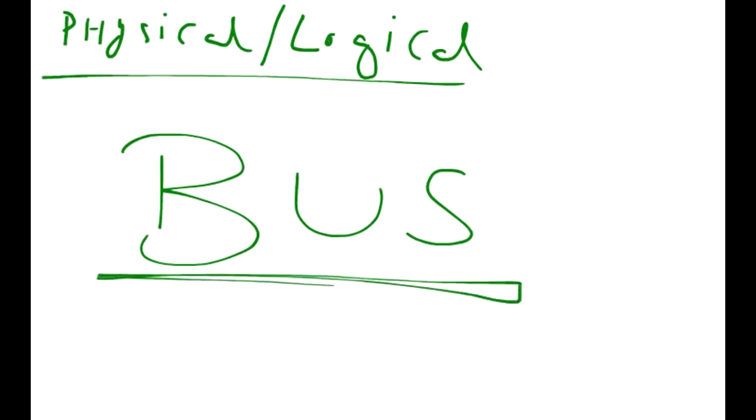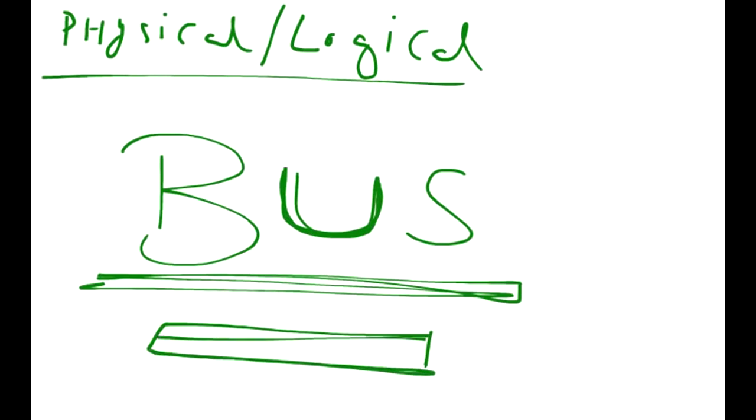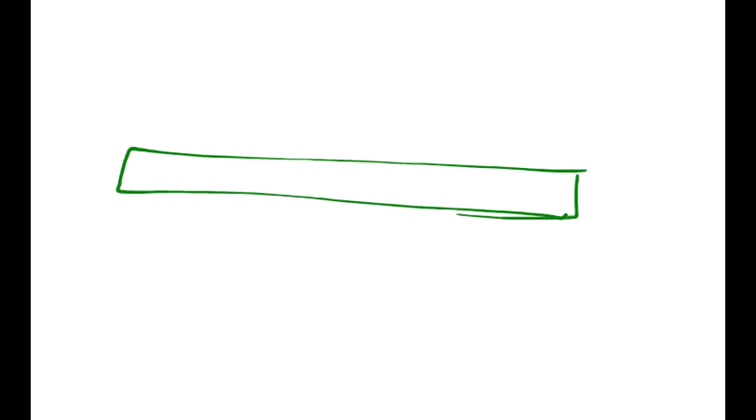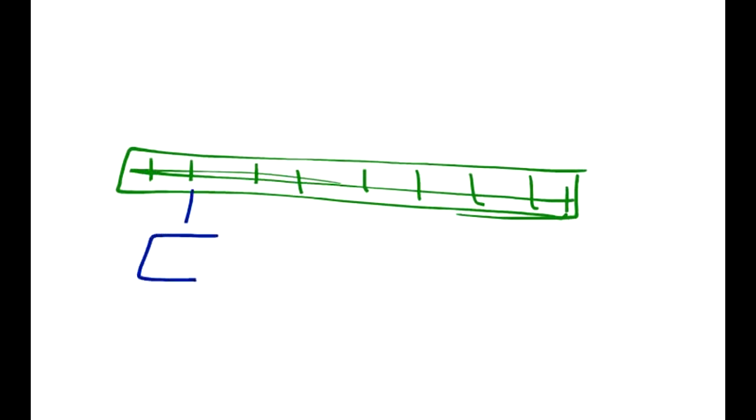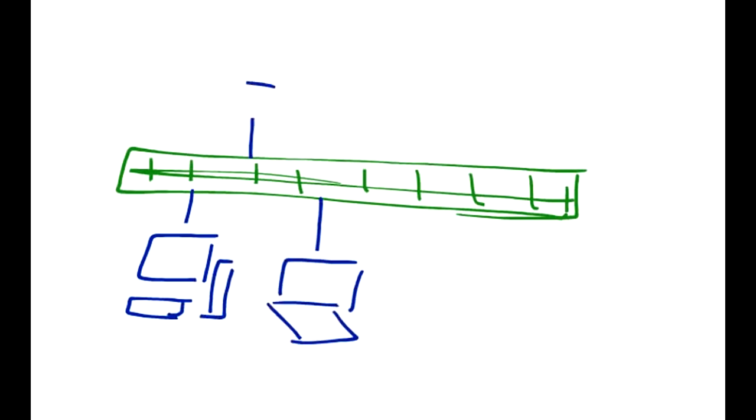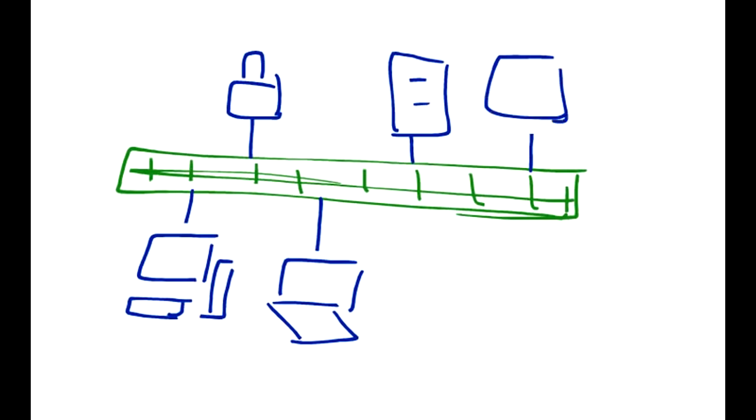The word bus depicts that it should be a straight line. Therefore, in the bus topology, we have a straight backbone, and our terminals or our nodes, that is our PC, our laptop, our printer, our server in the network, and our workstation, are all connected to that main backbone. And in the bus topology, we have terminators at both the ends.